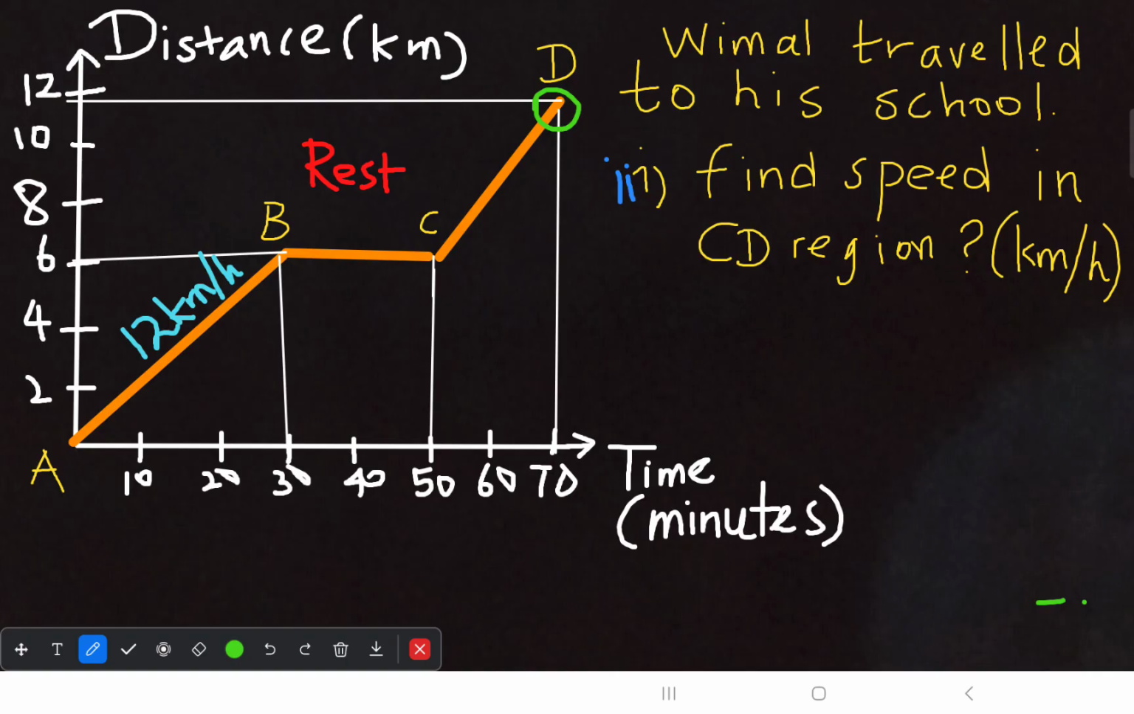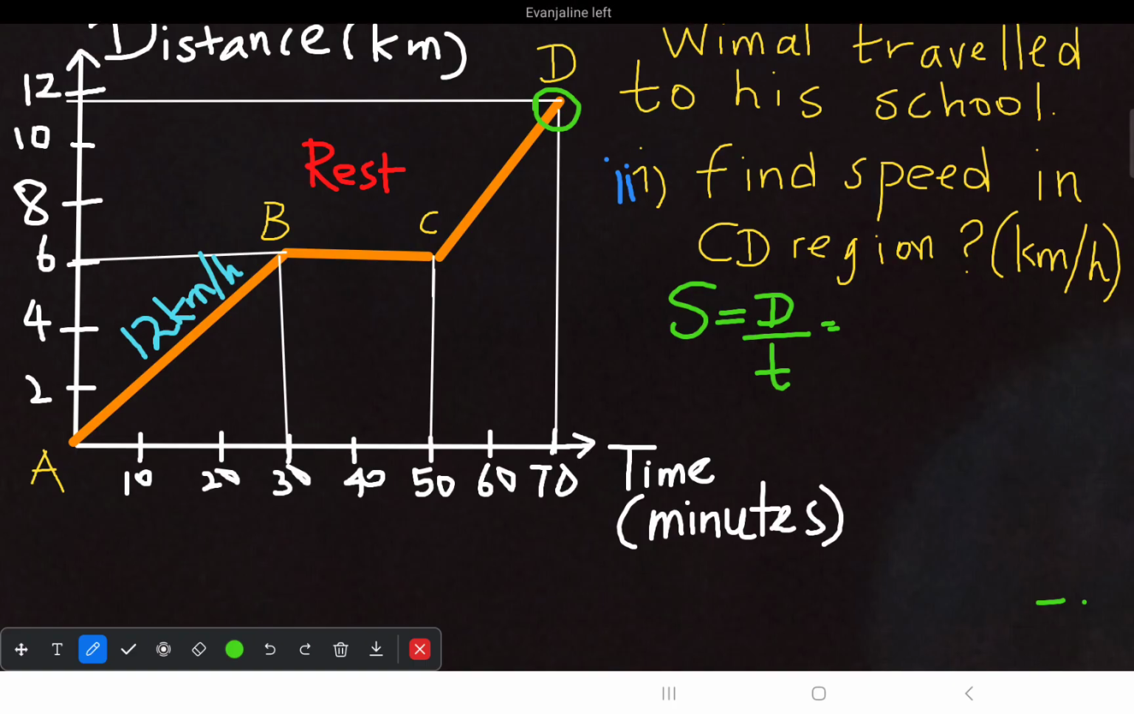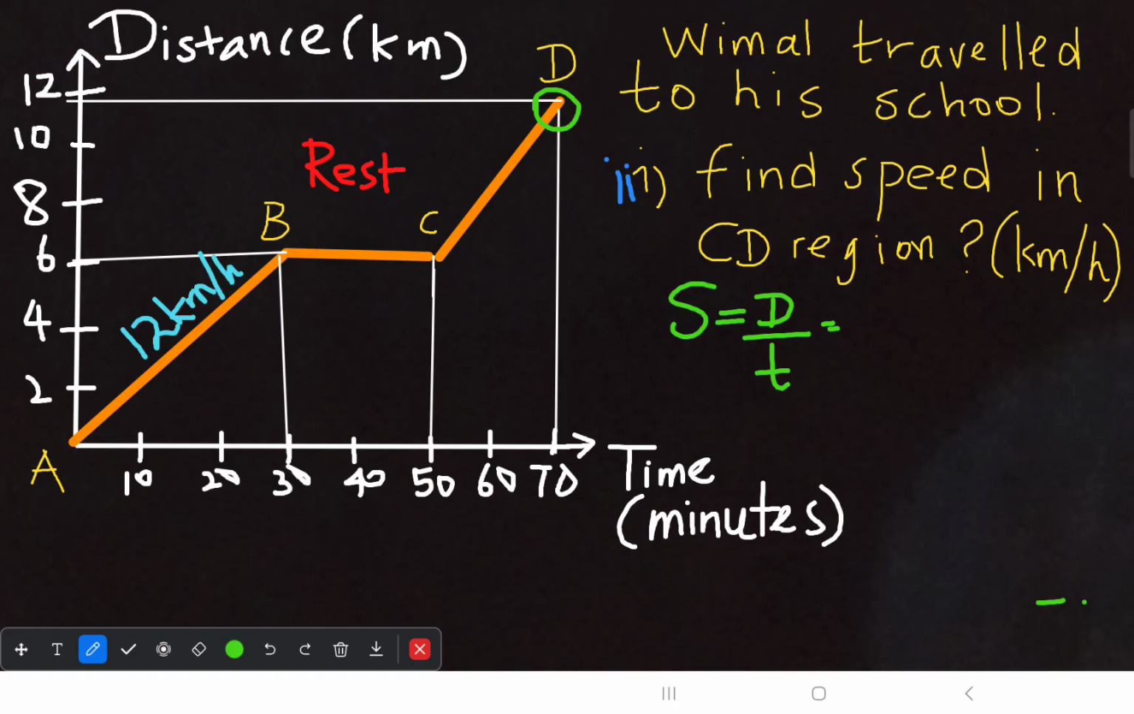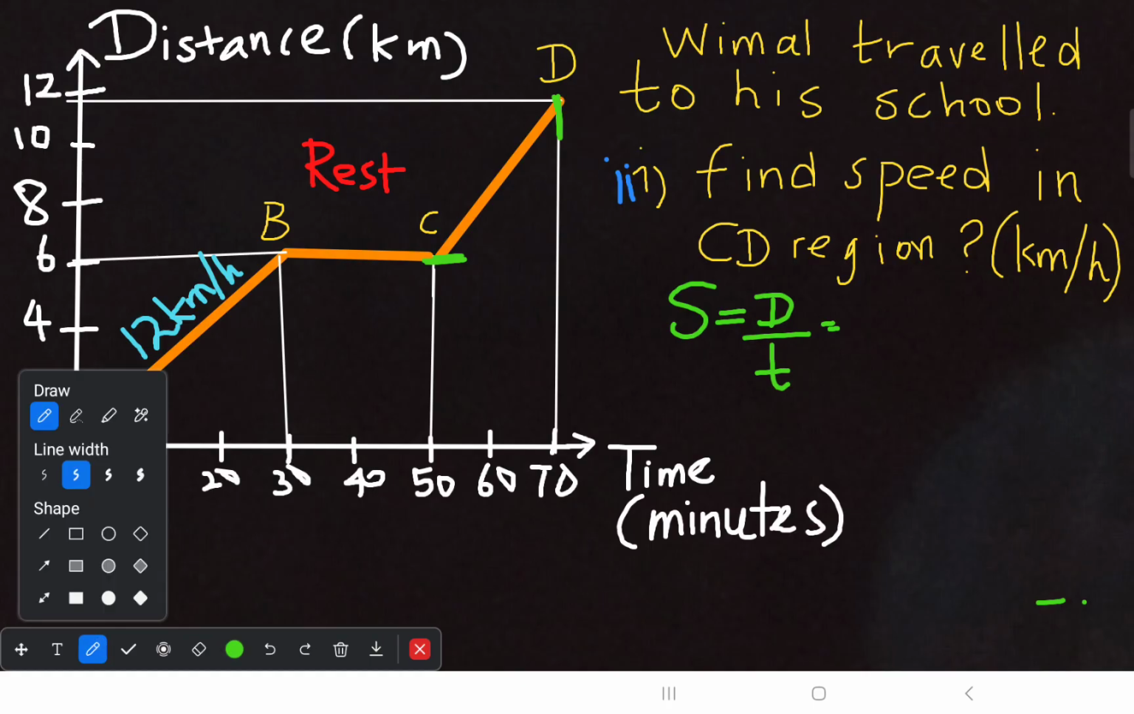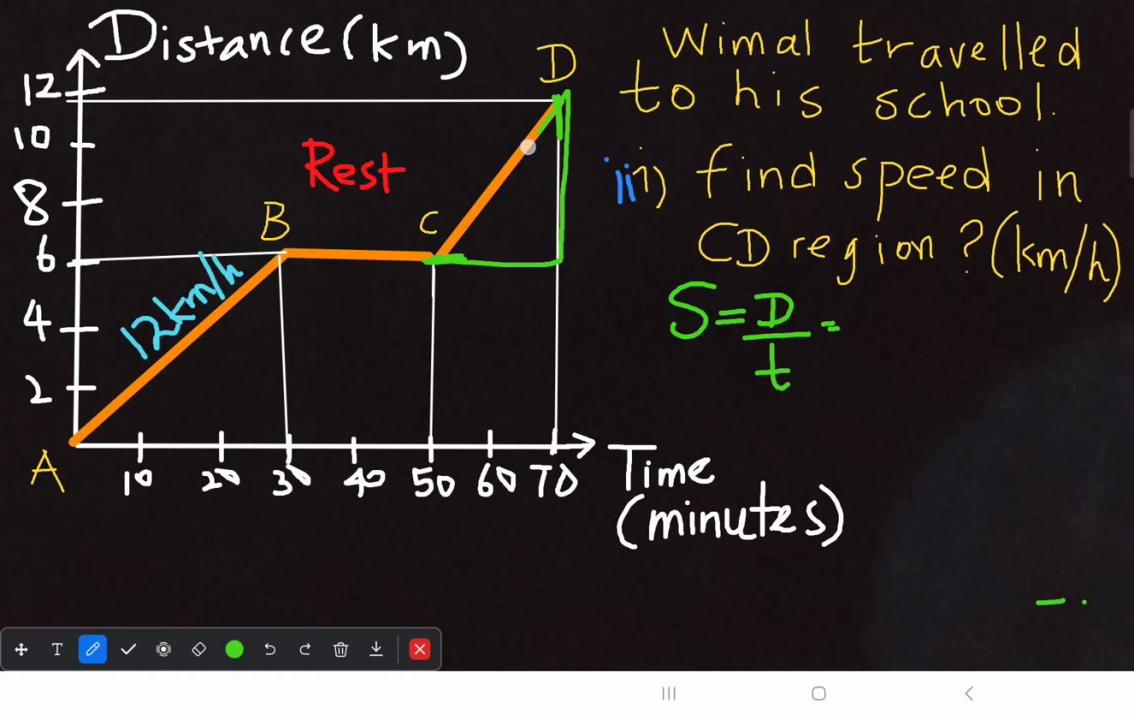Let's discuss how to find the speed. Speed is distance upon time. I selected the point D. The distance he traveled is not 12 kilometers. He is starting from here, ending at here. So he just traveled 6 kilometers. Now, you have to consider this triangle only. Don't consider this total portion because that does not belong to this CD region.